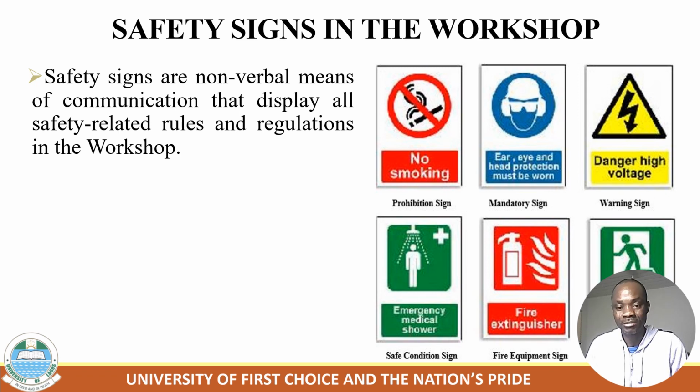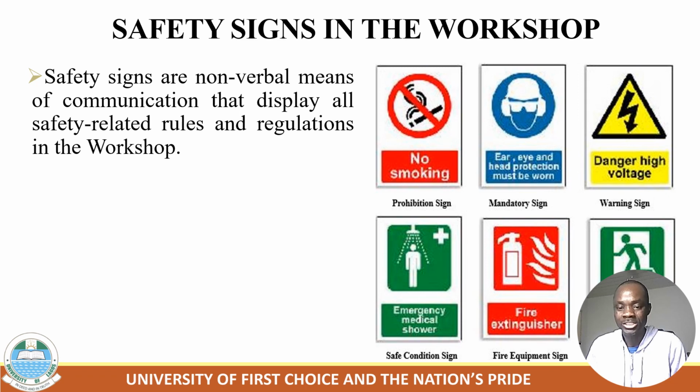So an example of the safety sign is the prohibition sign. All activity that's prohibited, this prohibition sign will tell. An example of it is no smoking. So we have a no smoking sign in the workshop to tell you that smoking is prohibited. Likewise, if you go to a petrol station, you see a prohibition sign there, no smoking. That means no smoking in the filling station.